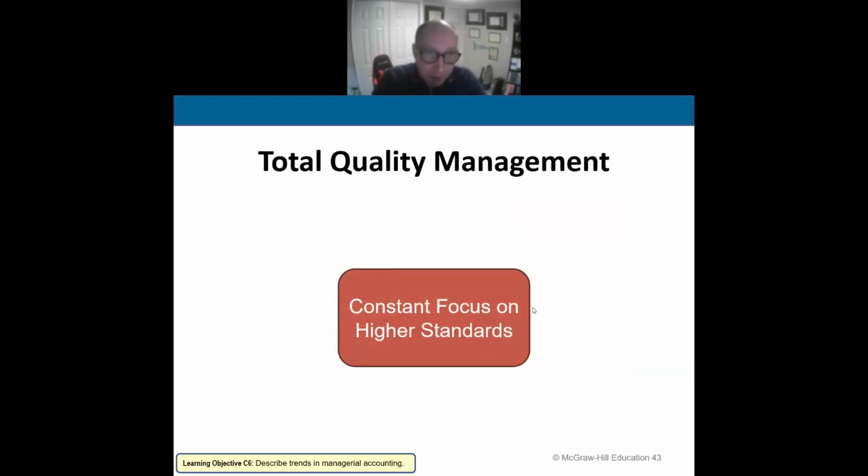In manufacturing, especially, we focus a lot on quality. We want to make sure that the products that we're manufacturing are of high quality. We don't want any breakdowns, don't want returns, all that stuff. So we focus very high on having high standards and high quality products.